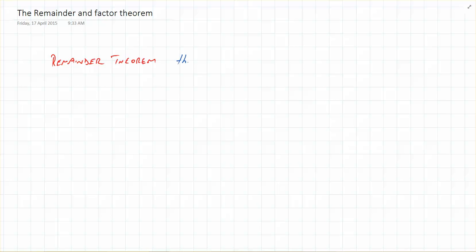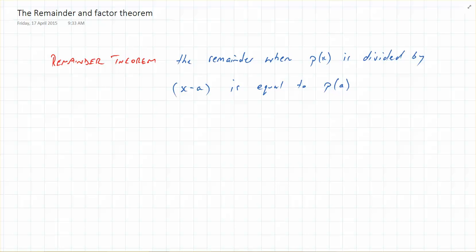the remainder when the polynomial at x, that's what p(x) means, when p(x) is divided by x minus a, is equal to the polynomial's value at a. And we've looked at some examples of that.